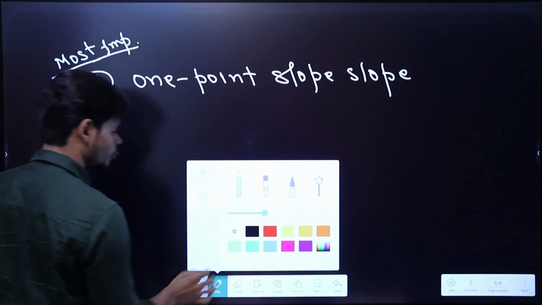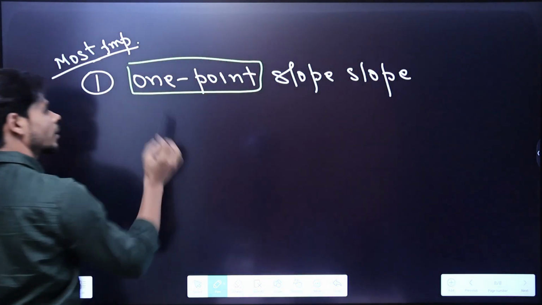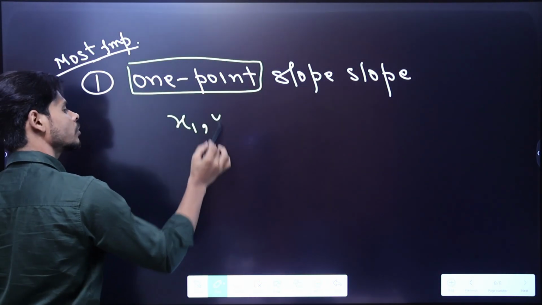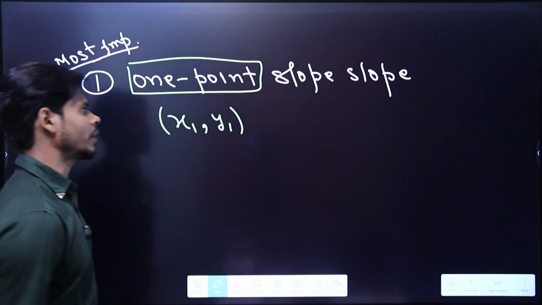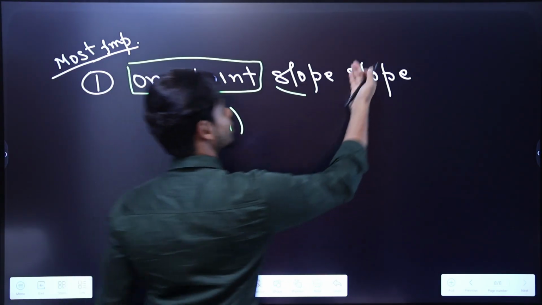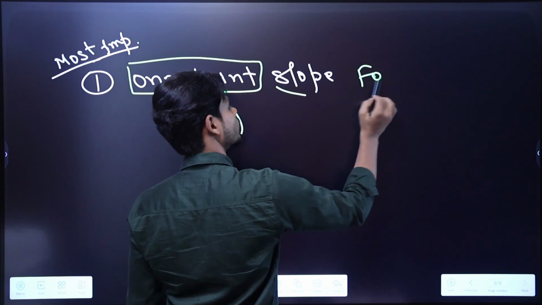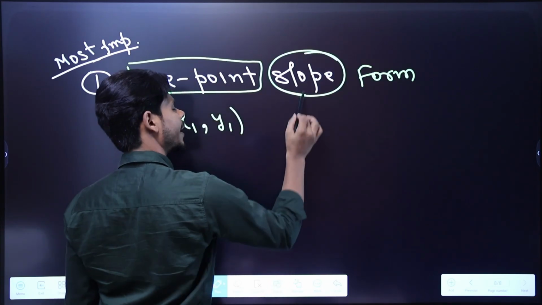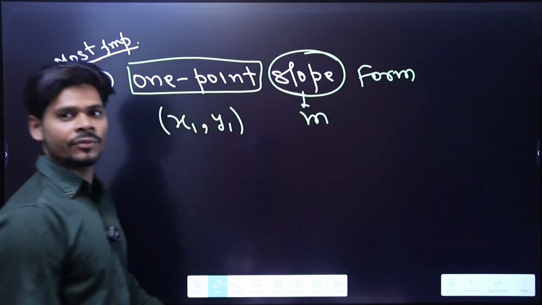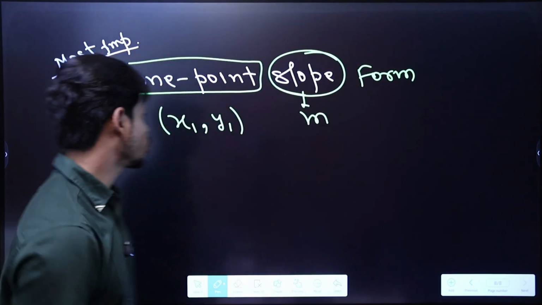It means you will be given 1 point, right? And that point will always be x1 comma y1. This is the form, basically one point slope form, and this is your m, which is nothing but a slope, and we have already discussed how to find the slope of a line.